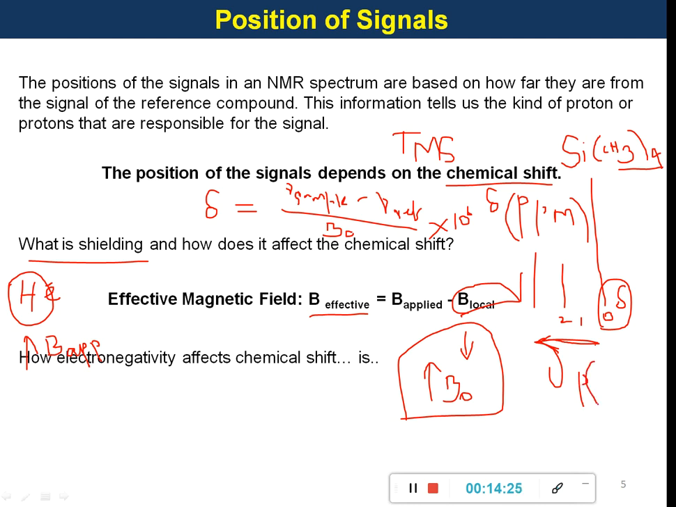Protons in an electron poor environment sense a larger effective magnetic field because they are less shielded due to fewer electrons, and therefore they require a higher frequency to come into resonance because delta E is larger. Now the delta value will also be larger, and higher frequencies are located on the left side of the spectrum. So this is called downfield, that is observed farther to the left side of the spectrum.